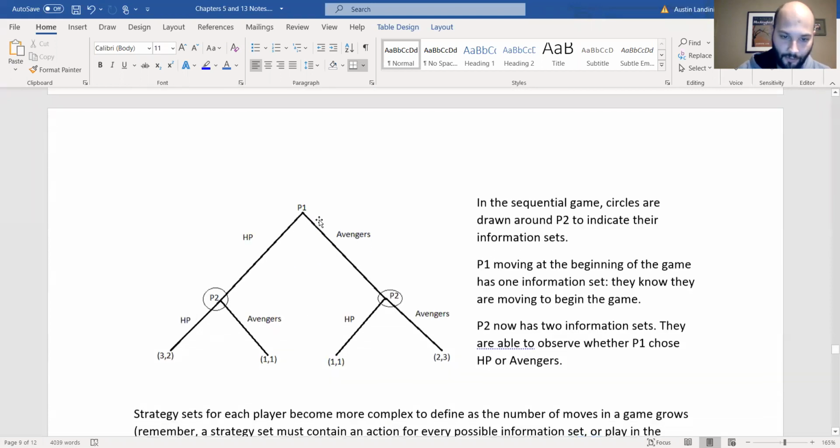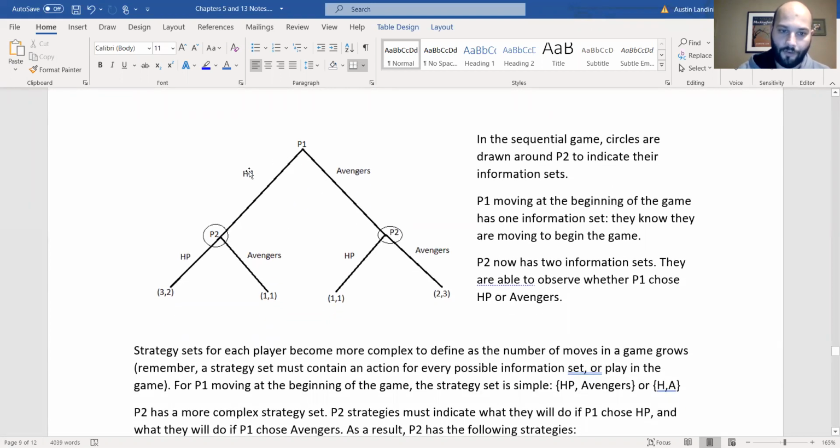So let's consider this coordination game again. Player one chooses Harry Potter or Avengers, but this time, instead of a simultaneous and non-cooperative game, there will be a sequential game. So in this case, player two can see whether player one has put Harry Potter or Avengers into the DVD player. All right, so in this case, player two has two information sets. If player one chose Harry Potter, player two is able to see that and knows that they're right here. If player one chose Avengers, player two can see that, knows they're right here. So player one has one information set.